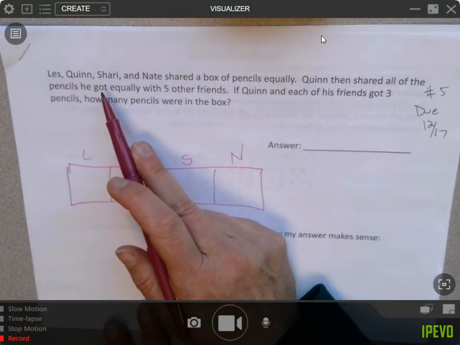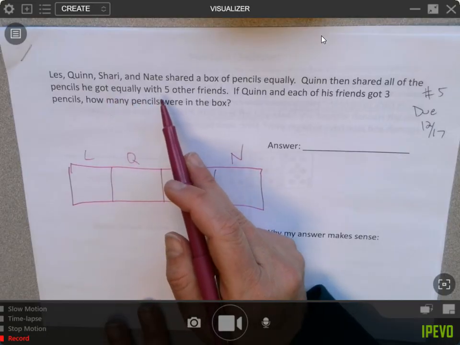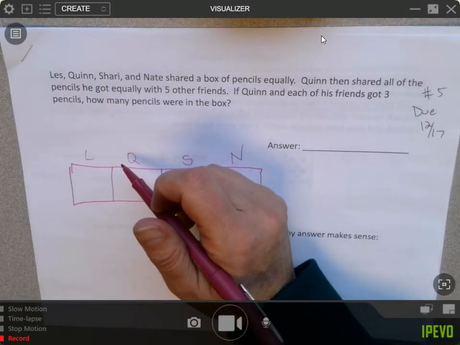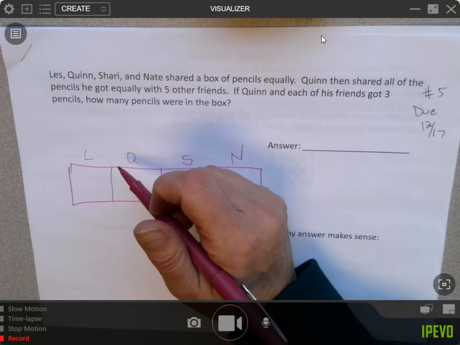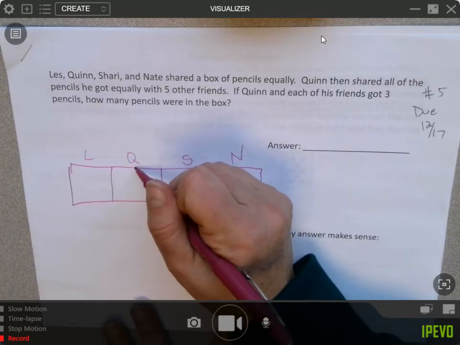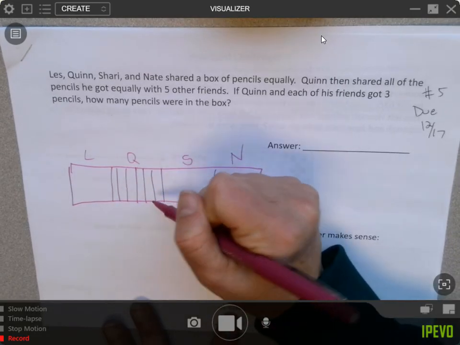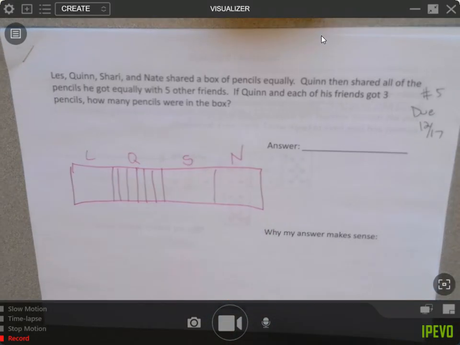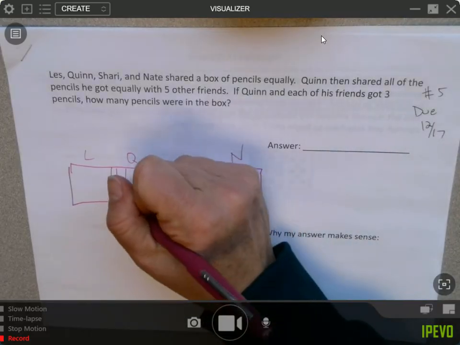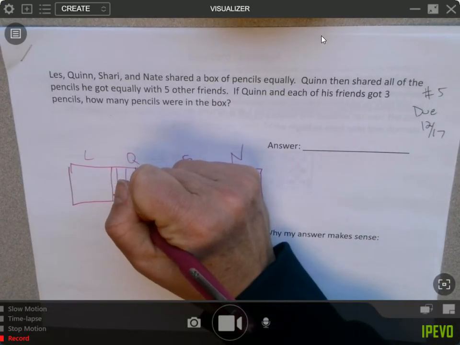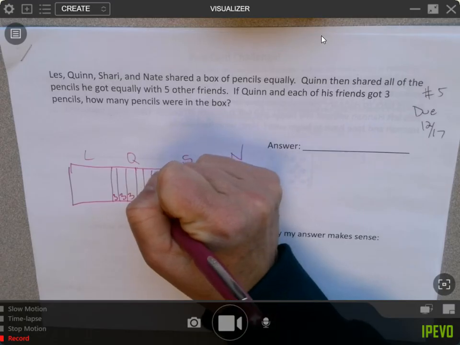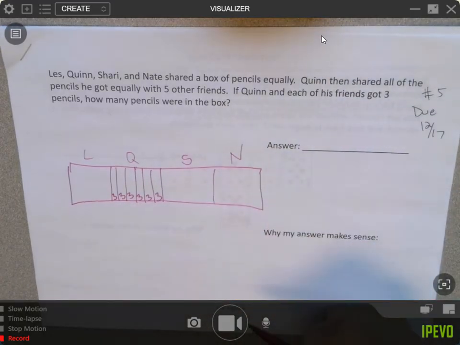Quinn shares it with himself and 5 other friends. So how many am I going to divide this box into? Camilla? 6. Because it's him and 5 friends, so I share it with 6 people. If Quinn and each of his friends gets 3 pencils each, so each of those is 3.